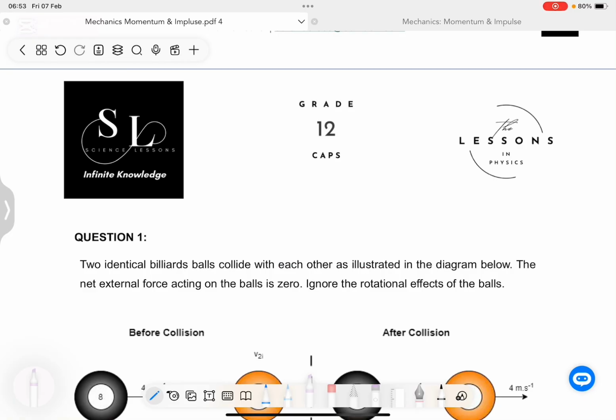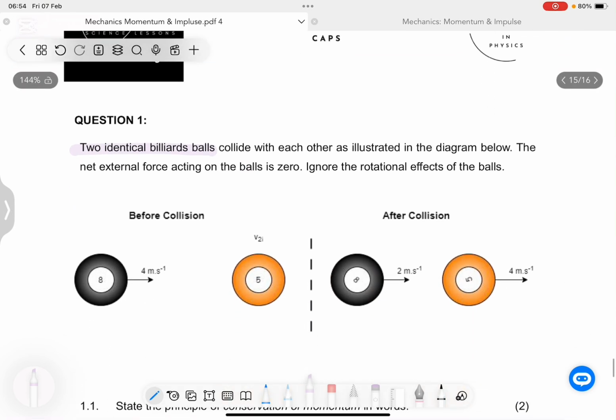Question 1 says, two identical billiard balls collide with each other as illustrated in the diagram below. Now, when we look at this diagram, we have a before situation, a before collision, and I have two identical.